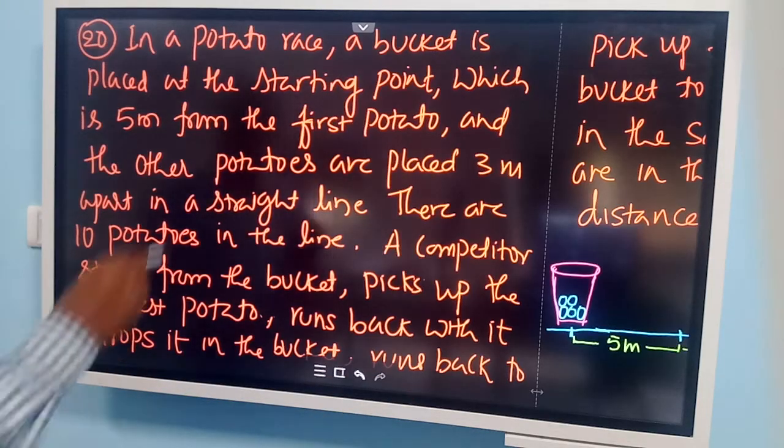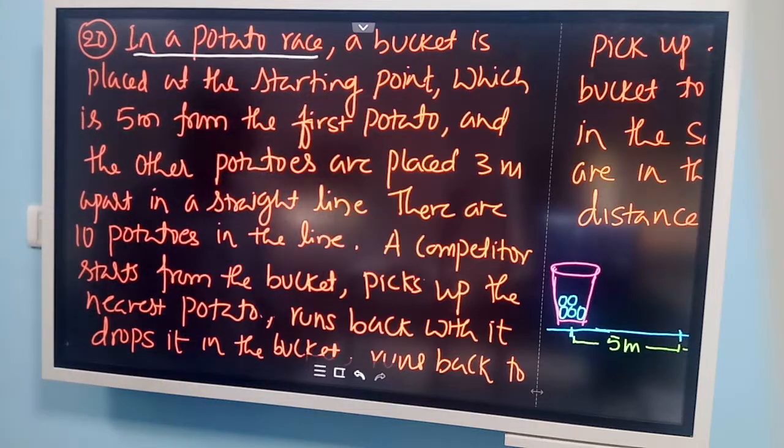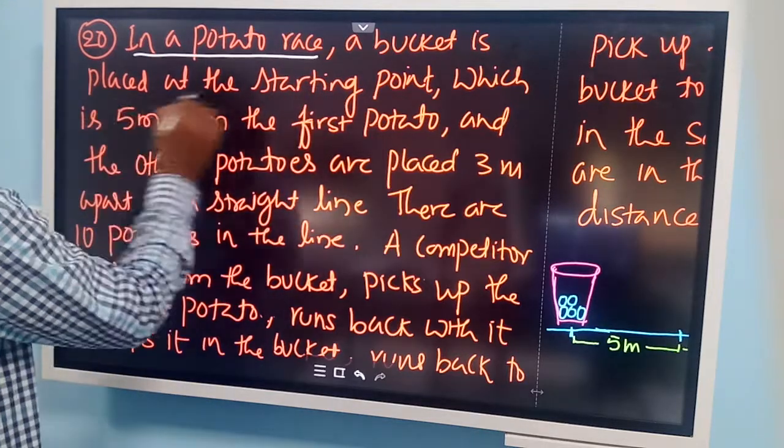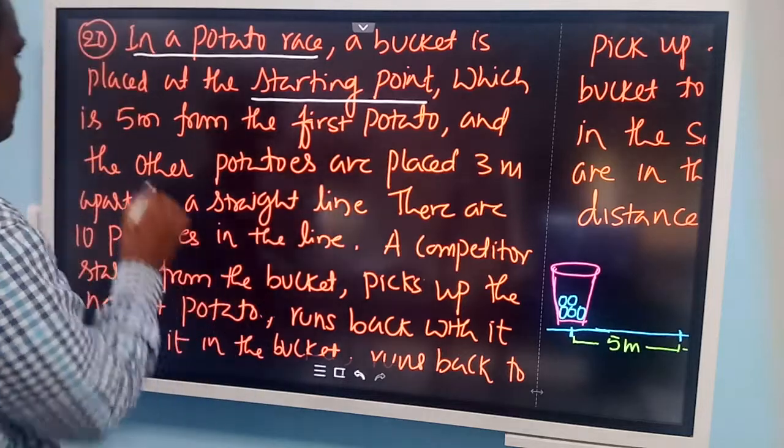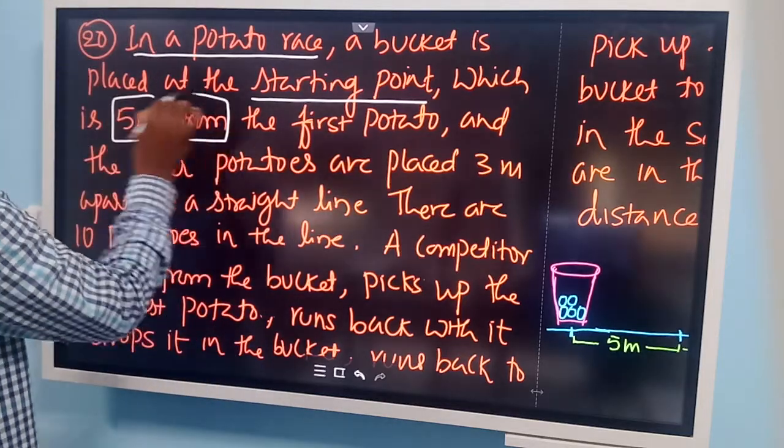In a potato race, a competition, a bucket is placed at the starting point, which is 5 meter from the first potato.